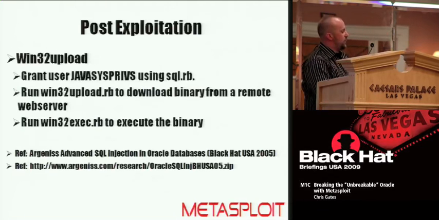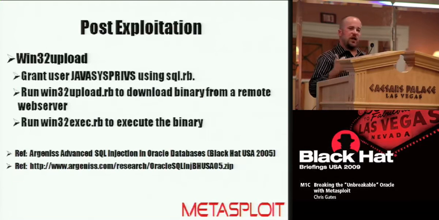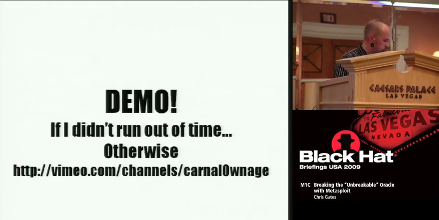So the other one we pushed out is a Win32 upload. Again, you need Java sysprivs, and what this does is it downloads a binary from a remote web server, so no SMB required. Downloads the binary to the box, and then you can use Win32 exec to actually execute that binary. Again, that's old stuff. This was from Black Hat 2005 that the guys from Argeniss released. All right, so I've got time, so I'm talking fast.